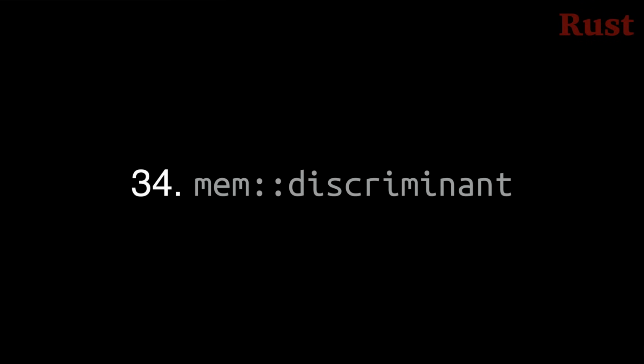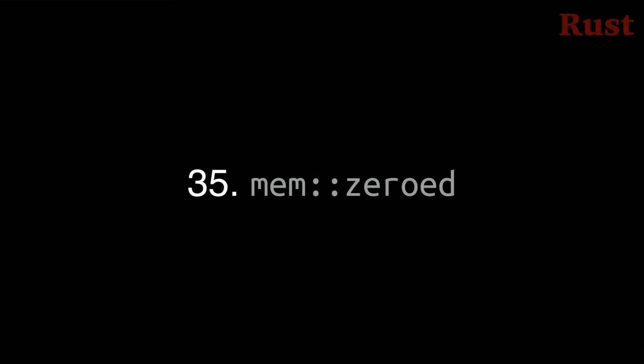This function returns the value that uniquely identifies an enum variant, aka the discriminant. Number 35. mem zeroed has been const stabilized. This function returns the value of a type represented by all 0 bytes.